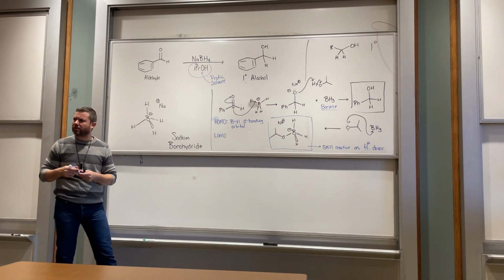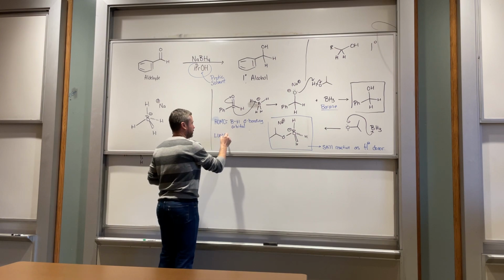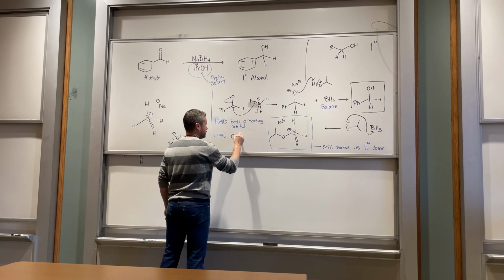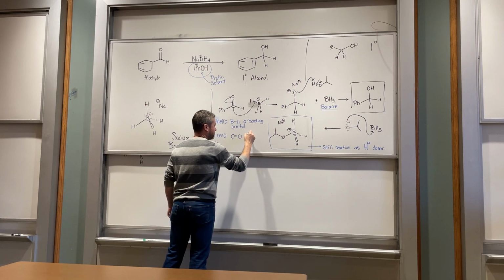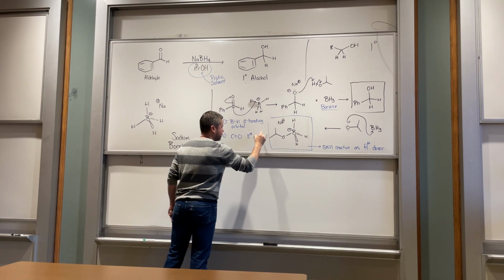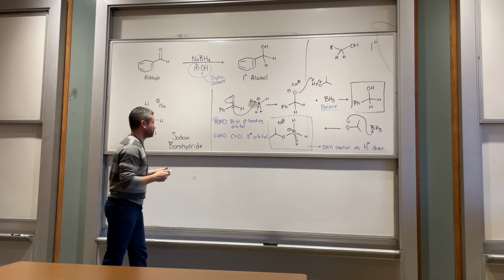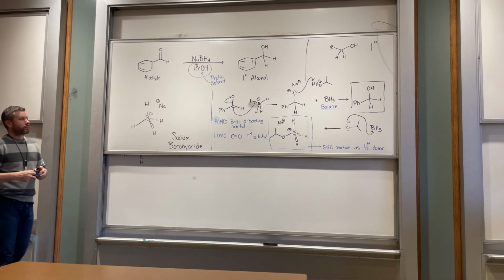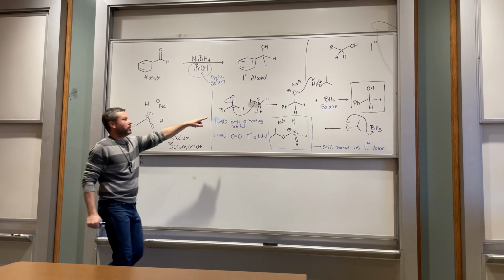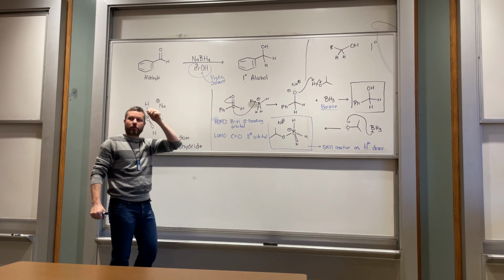That should be easy. Is it the anti-bonding pi orbital? Good, so the carbon oxygen pi star, pi anti-bonding orbital. So again, it's the boron hydrogen sigma bond that's overlapping with the pi star orbital on the carbon.